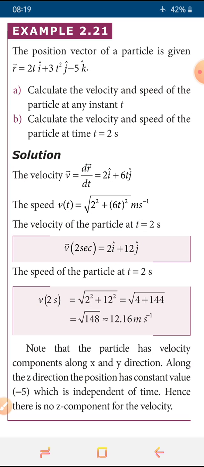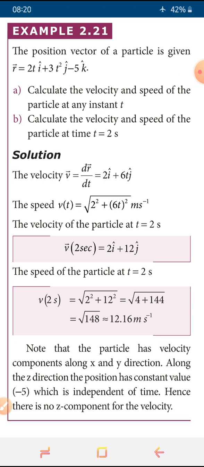The position vector of a particle is given: r vector is equal to 2t i cap plus 3t square j cap minus, sorry, 5k cap. In this, we know i, j, k represent the x, y, z coordinates, so it represents three coordinates. From this given data, two sub-questions are being asked.